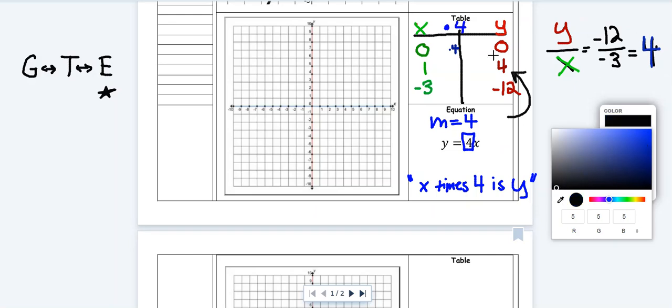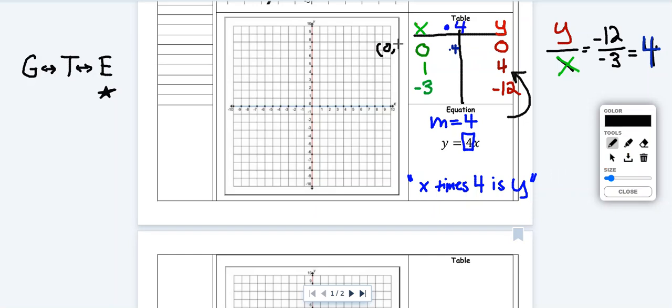Okay, now we're ready to graph. Each of these is an ordered pair. So when x is 0, y is 0. That's just 0, 0, our origin. All proportional relationships go through 0, 0. If you see it going through 0, 0, you know it's a proportional relationship. Next point we have, x is 1, y is 4. Remember, x is always left or right, so we start by going to 1 and then up to 4.